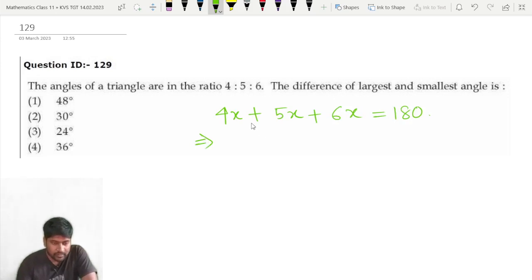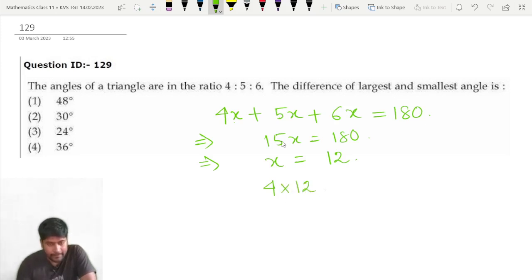So 4x plus 5x is 9x, 9x plus 6x is 15x, 15x is equal to 180 degree, or x is equal to what? 15 1 15, 3 12, x is equal to 12. Okay, then the smallest angle will be what? 4x, 4 into 12, that is the smallest angle, and the largest angle will be 6x, 6 into 12. Now we have to find the difference between them.